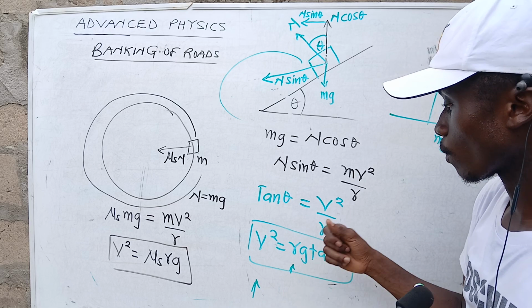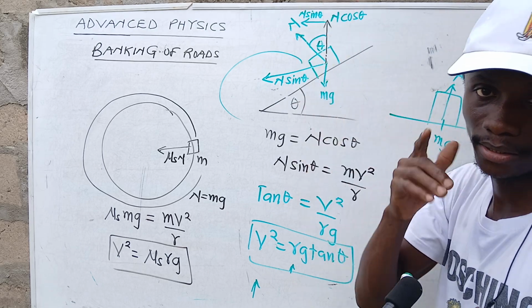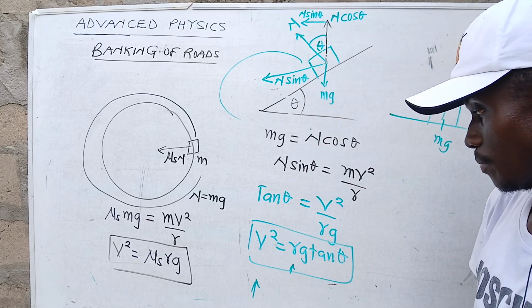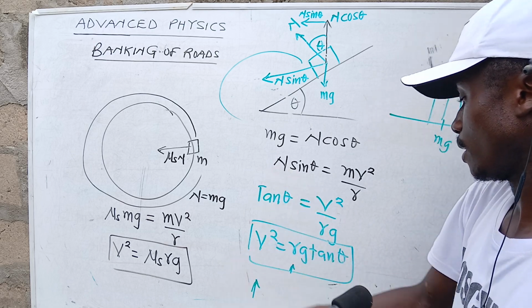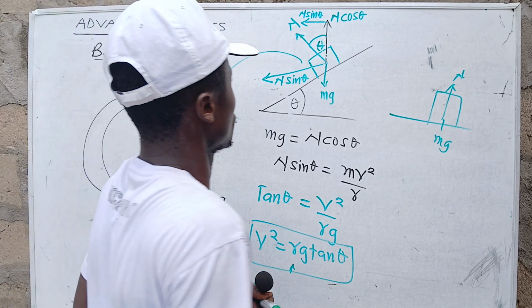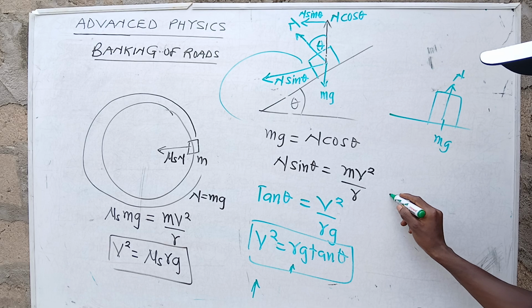Or better still, if you want more speed for your banked road, then you bank it at a higher theta, at a higher angle. And drivers can negotiate the curve at very high speeds. But whichever the case, it has to satisfy this equation in order to prevent skidding.